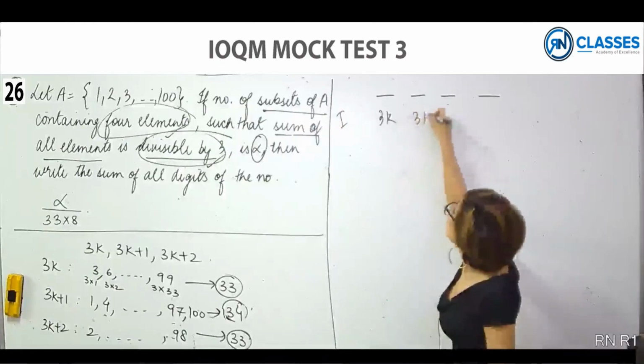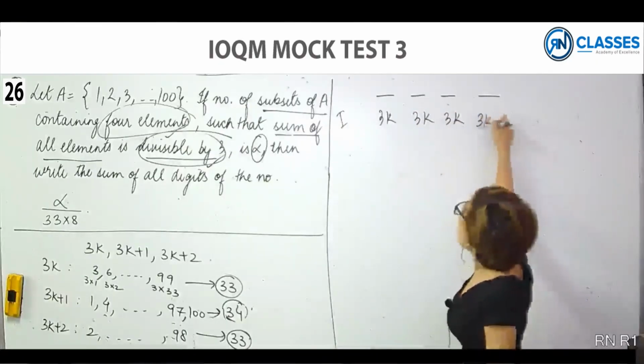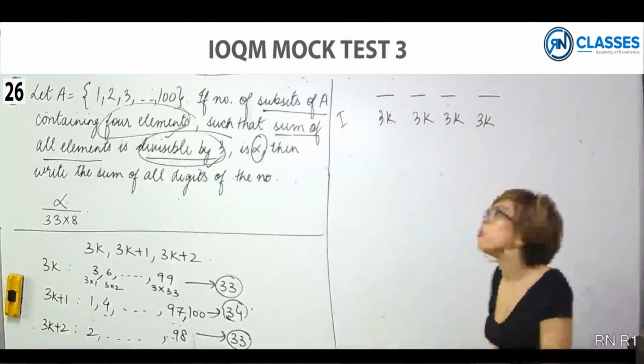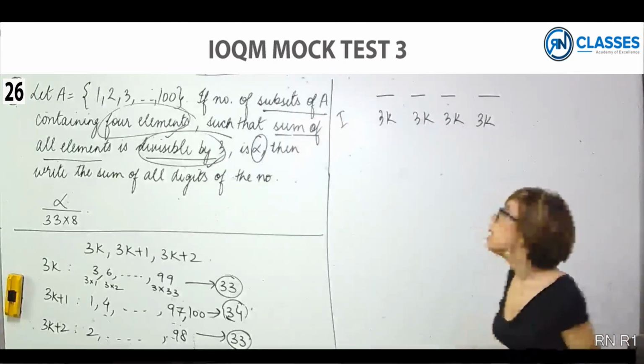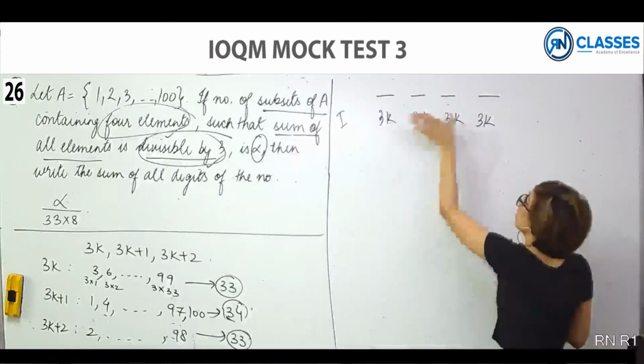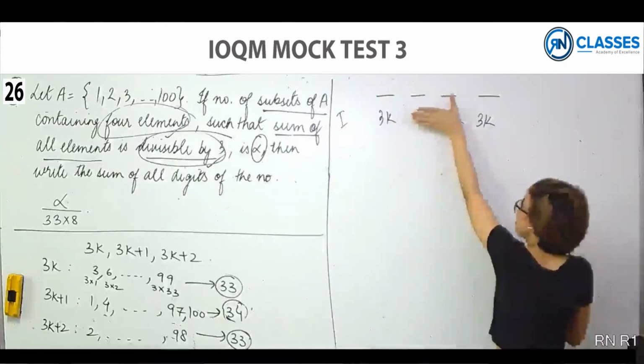3k, 3k, 3k, 3k. Obviously, since each number is of the form 3k, the sum of all of these would be of the form 3k. Right, done? So, 3k, 3k, 3k.